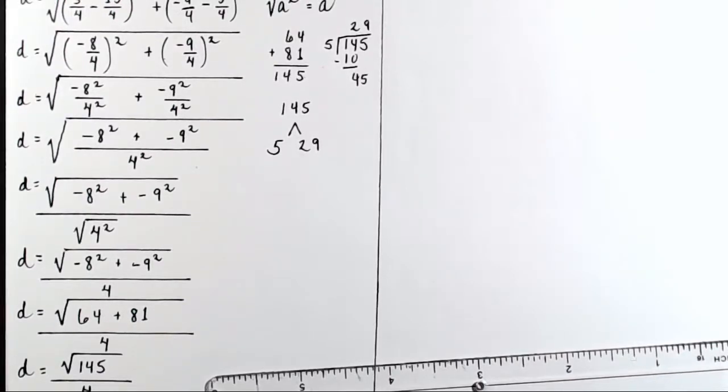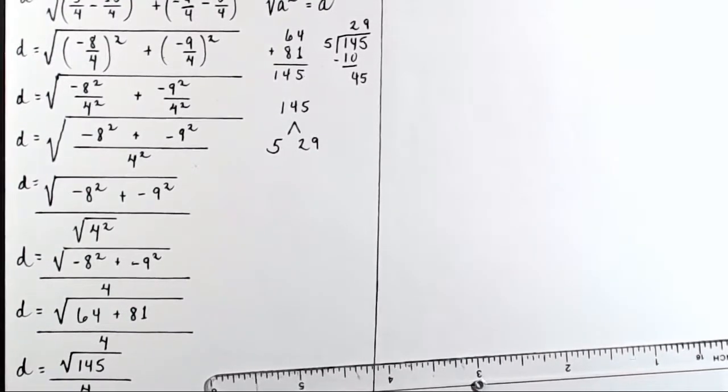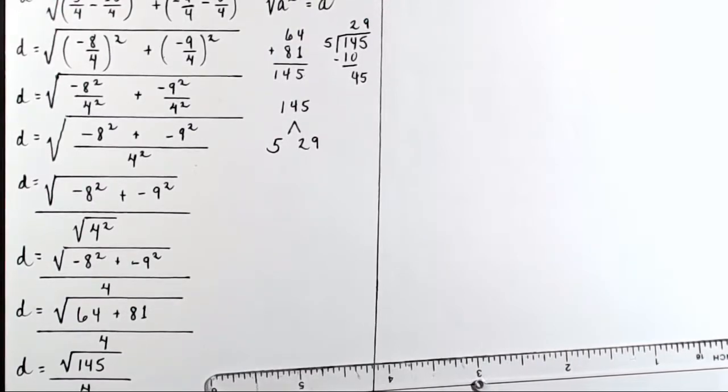So maybe 29 is prime. Maybe it isn't. I don't know. So we have to keep trying. Let's see here. I think it's prime. Maybe it's not prime. Try to think. Something that ends in a 9. It's a prime number.